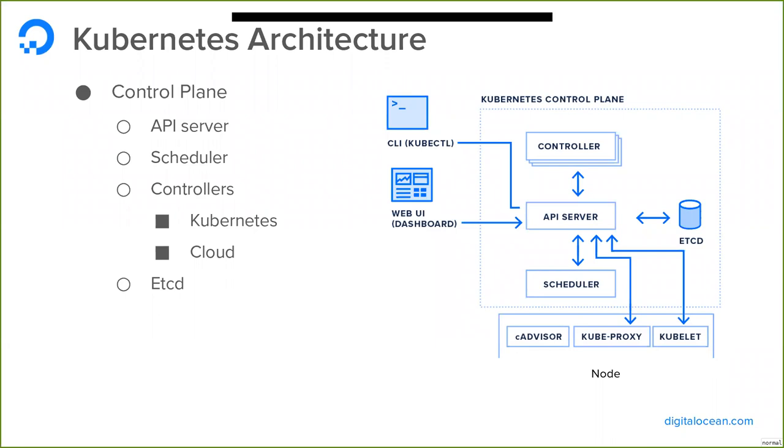The scheduler is what decides where to run pods. It schedules them onto worker nodes based on resource availability and other constraints. The controllers, you can kind of think of them as loops that maintain a desired cluster state. So for example, if you have block volumes or load balancers or virtual machines that you need to manage, there are cloud specific controller managers which perform all that management. And then you have the Kube controller manager, which manages Kubernetes resources like groups of pods, endpoints, deployments, etc.